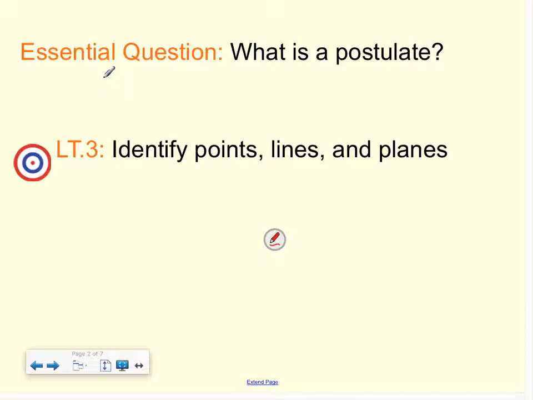What should you be able to answer here at the end of this lesson? Well, what is a postulate? That's the big enduring thing that you need to understand.